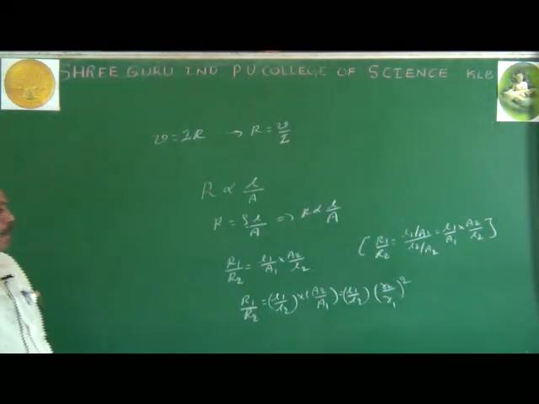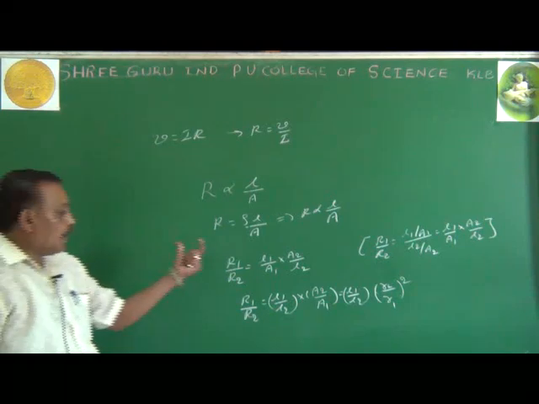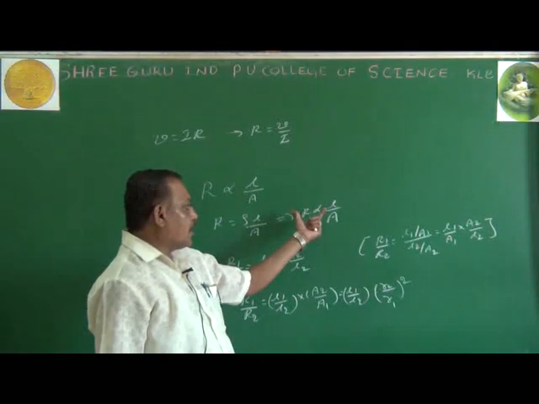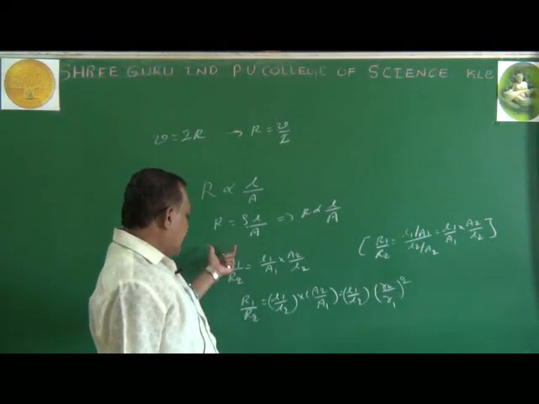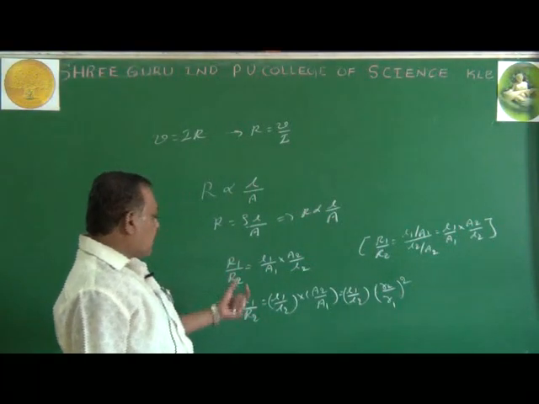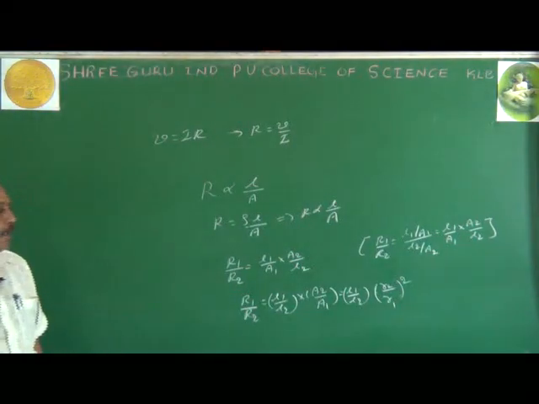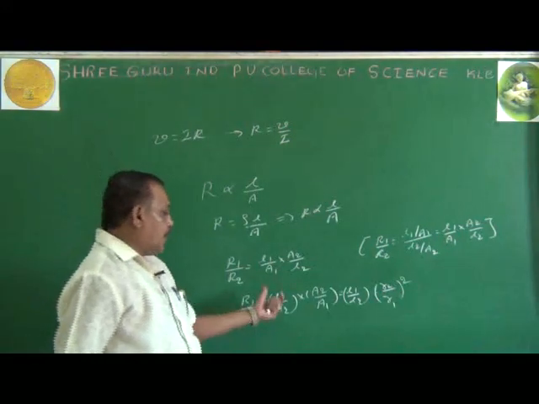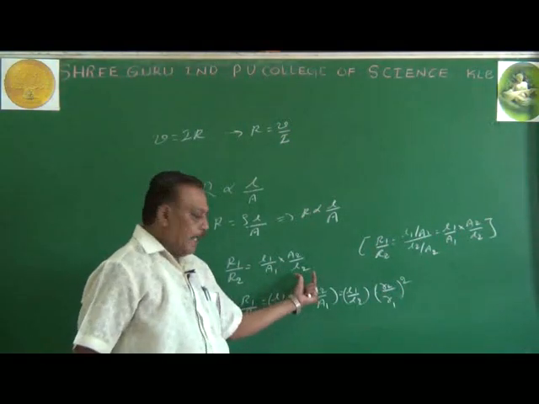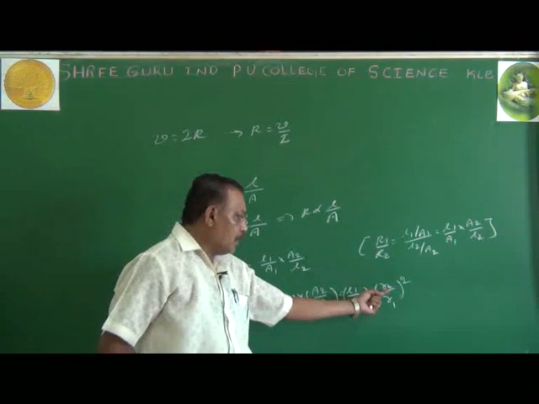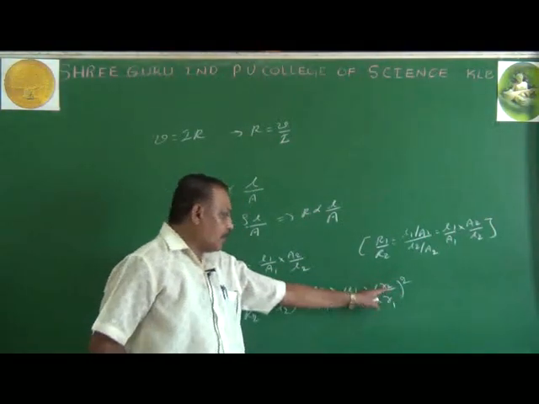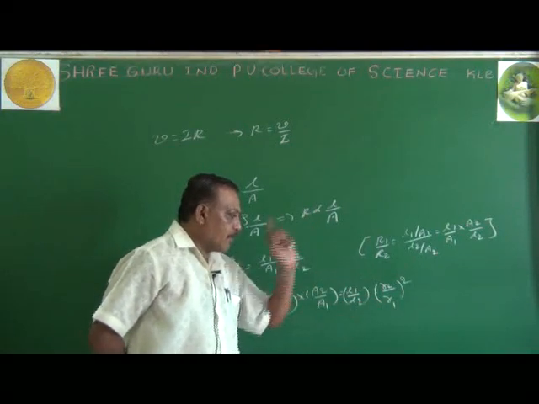Is it clear? This is the condition when the two wires are of the same material, then the ratio of the resistances R1 by R2 equals L1 by A1 into A2 by L2. I separate the L terms and A terms: L1 by L2 equals A2 by A1. I write it in terms of the radius of the wire. So A2 is directly proportional to r2 square, A1 is directly proportional to r1 square.